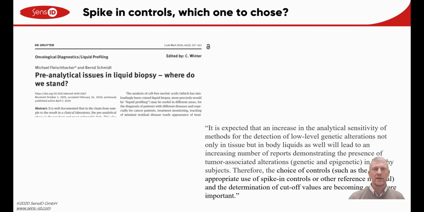Another paper, Pre-Analytical Issues in Liquid Biopsy from 2020, by Michael Fleischhacker and Bernd Schmidt, speaks about the increasing analytical sensitivity. We at SensID know about this because we just started a collaboration with Saga Diagnostics from Sweden. A fantastic young organization building very sensitive ctDNA assays, and we will work with them to provide controls that go beyond the 0.1% allelic frequency because they have the ability to detect it. So the choice of controls is becoming very important indeed because the cutoff values are at a certain level.